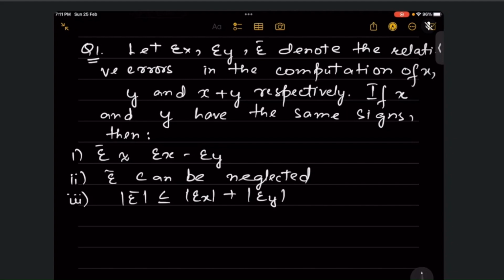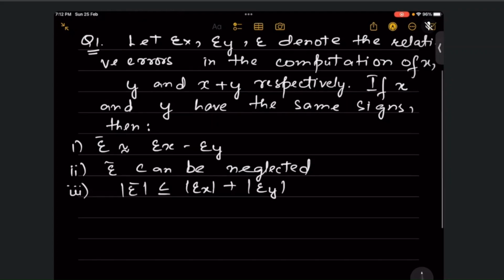I think the third is correct. Third is correct, right? So how did you do it? That epsilon x equals x minus x approximated by x, like that we can do. Okay, see, I'll show you how we do it.